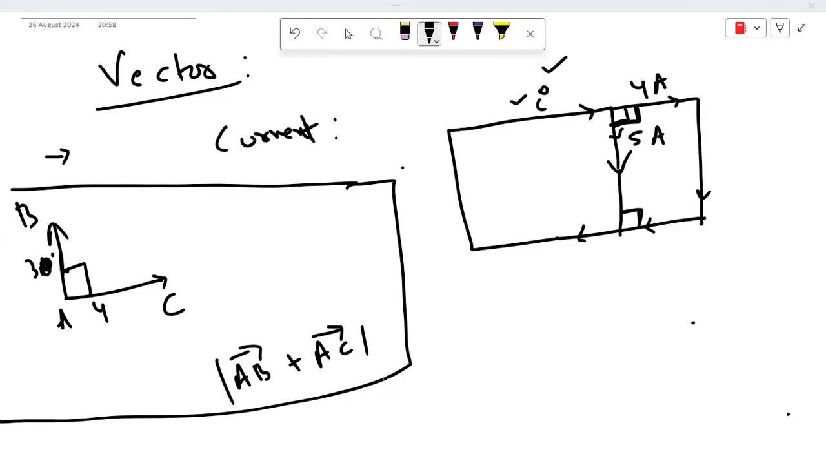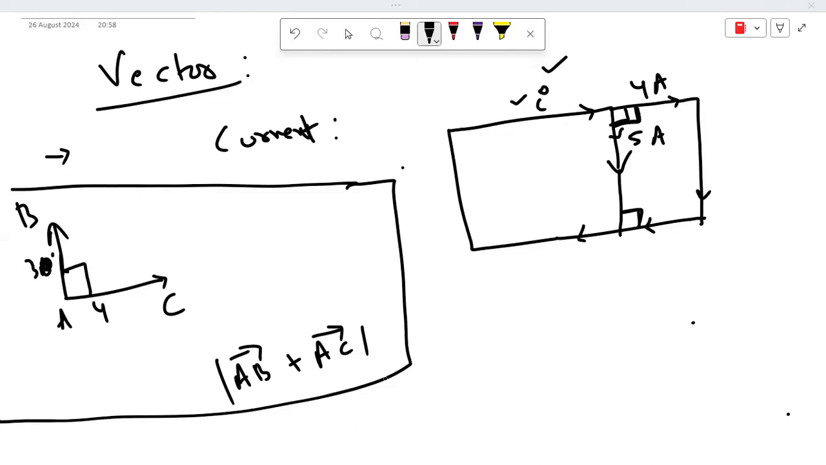Parallelogram law and triangle law. Yes, can you repeat? There's a parallelogram law and then the triangle law. Yes, absolutely correct, Sarah. Very good. There is a parallelogram law and triangle law, which all vectors must follow. It's like, what do we say? The holy book for vectors.